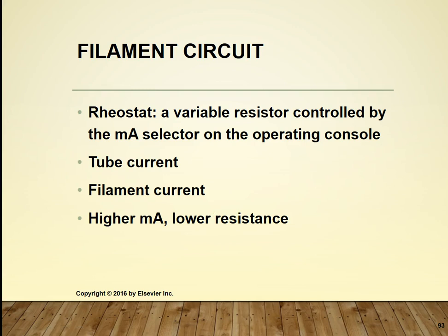So a 1000 mA station will have very little resistance to the flow of electricity, whereas a 100 mA station will have considerable resistance. So you do want the highest mA possible with the lowest time. So here's another reason. Not only is it good for your patient, but it's also good for your X-ray equipment. So remember, the rheostat is what you're selecting your mA.